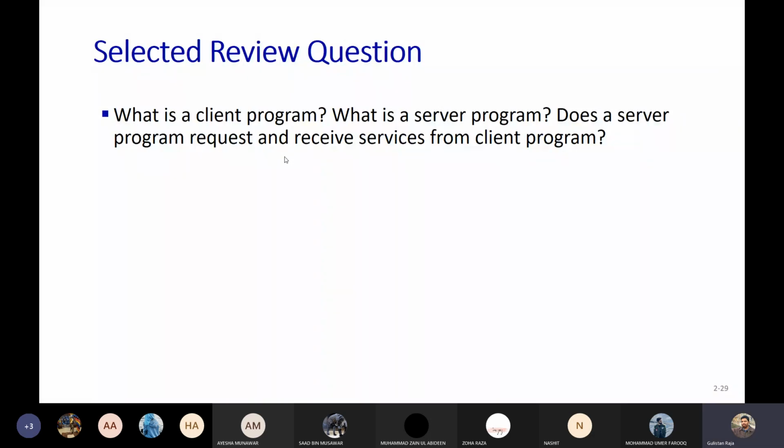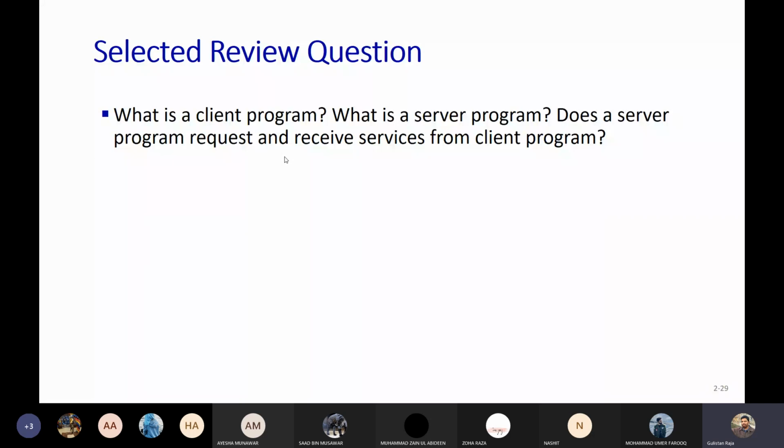What is the client program? What is the server program? So I think I have briefly told you about client and server. Okay, let's have a look at it. Please read the question. I'll show you the possible answer to it.